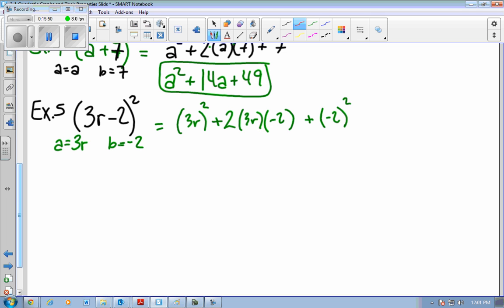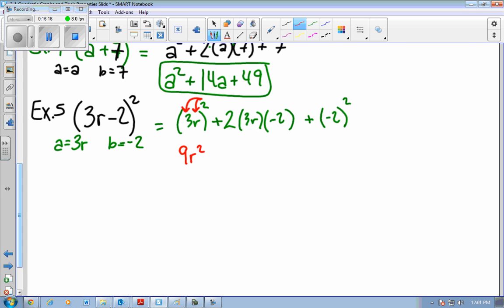This (3r) squared is not 3r squared. That is wrong. This is the power rule that we talked about at the beginning of the year. The 3 has to be squared and the r has to be squared. It's not 6, actually 9, because 3 squared is 9. 9r squared. Okay, this one we might want to take piece by piece.